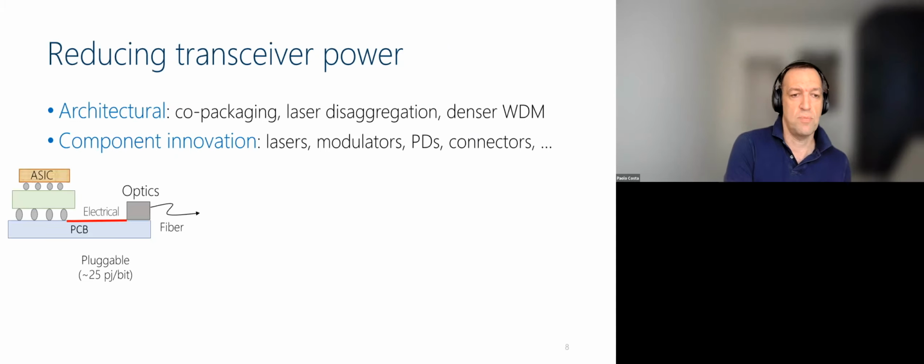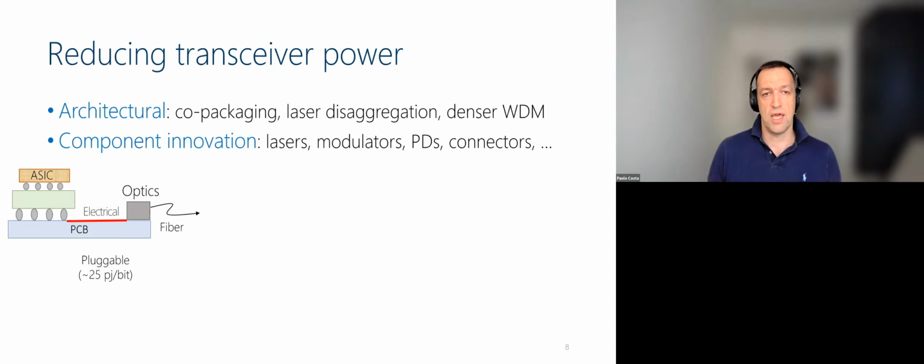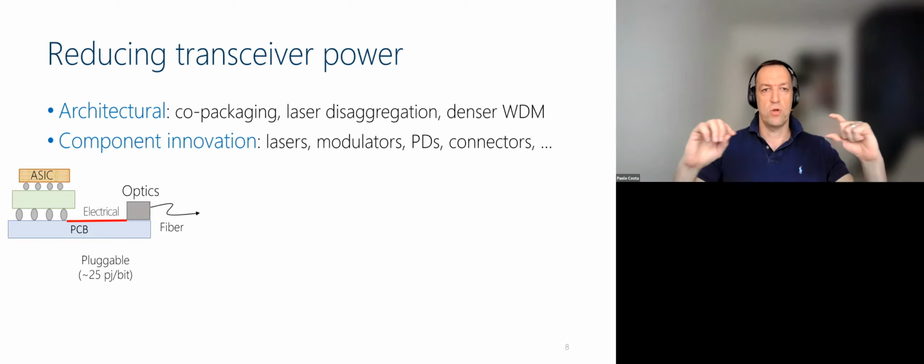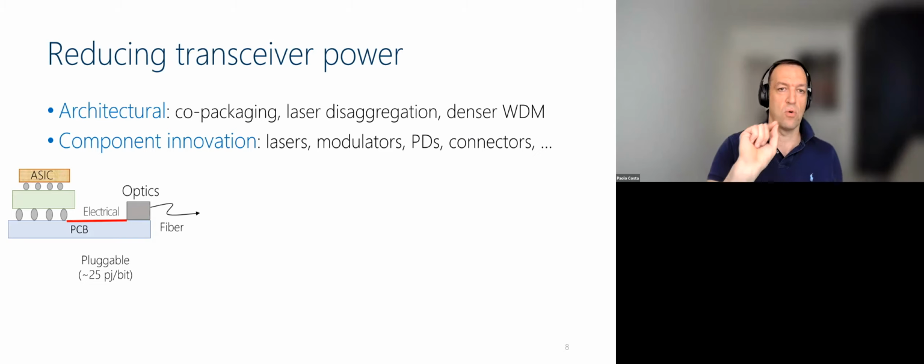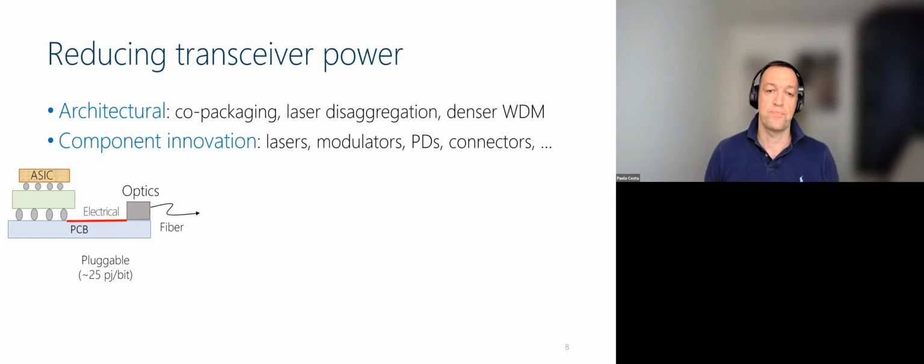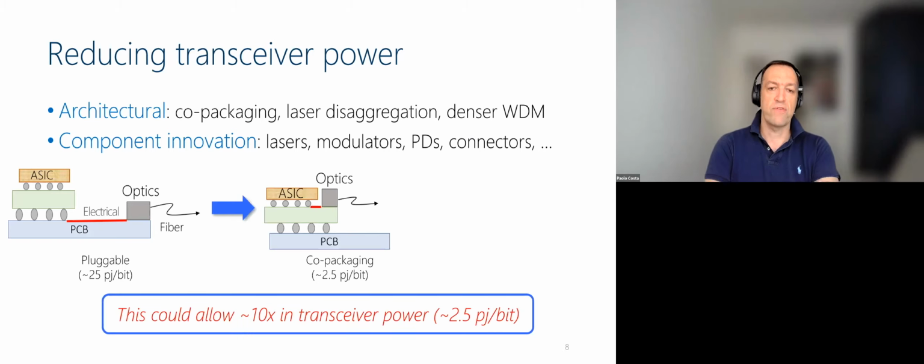Today, we typically use pluggable transceivers, and I'm sure you have seen them when you look at the front panel of a standard switch, where you just plug all these transceivers in. This roughly consumes about 25 picojoules per bit. However, there is a lot of innovation happening. Across the industry, there is a trend called co-packaged optics, where the idea is to bring the optics component closer to the ASIC.